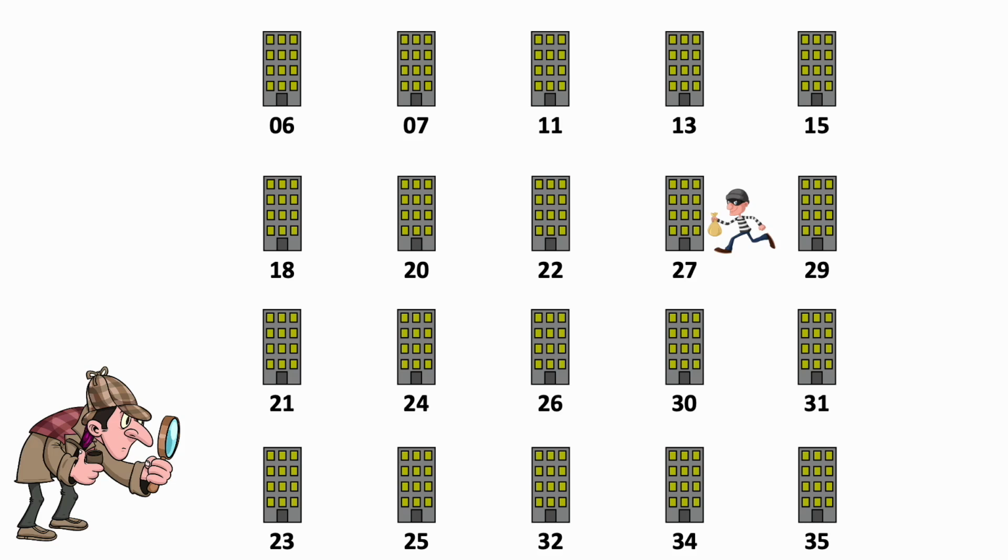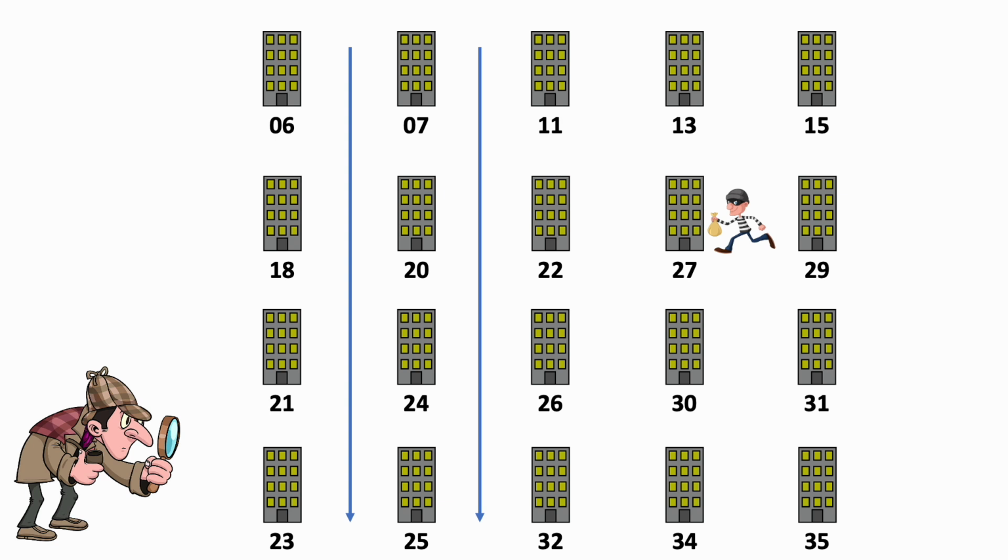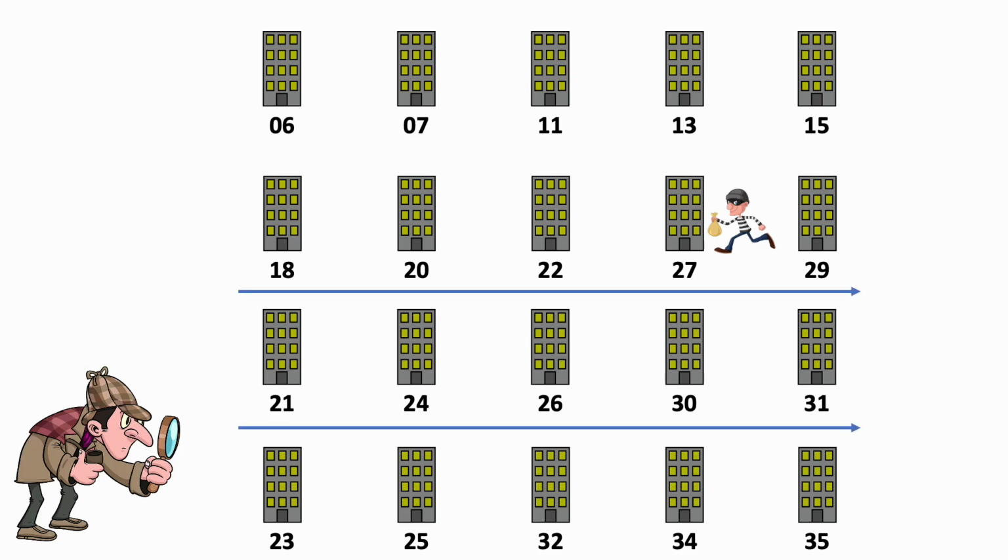If you closely observe, all the buildings that are in vertical order have an increasing building sequence number. The same stays true for the horizontal line as well. Buildings are sequentially in increasing order. We'll remember this fact and try to use this while finding the thief.